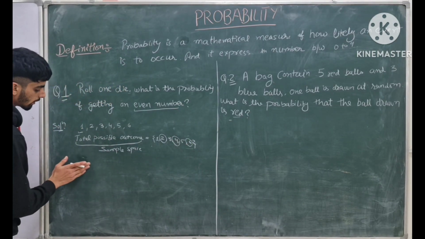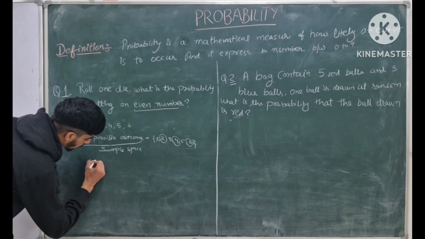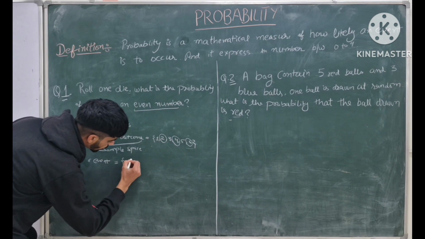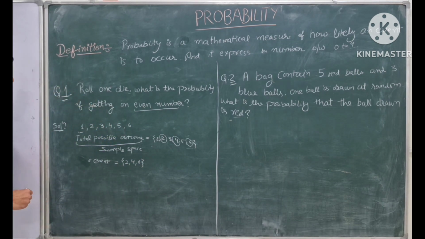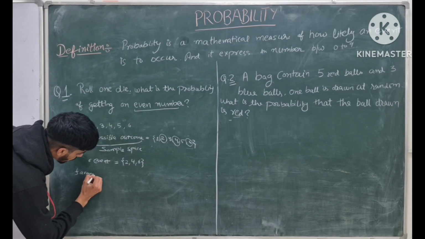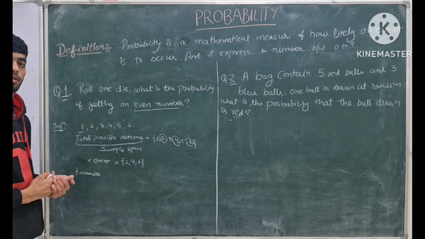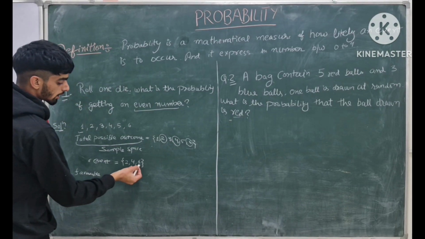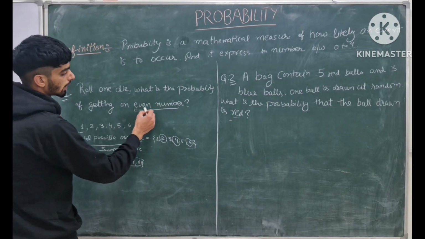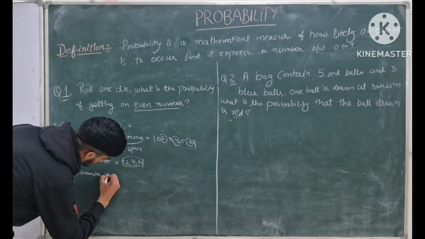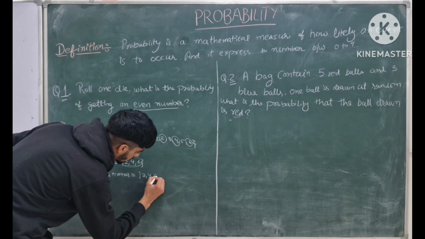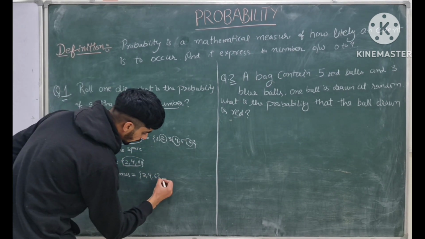So our event will become 2, 4 and 6. The favorable outcomes are those that satisfy our event. So these three terms satisfy our event, which is an even number. So the favorable outcomes are 2, 4, 6, and the number of favorable outcomes is 3.